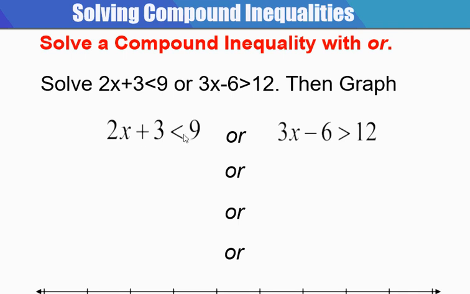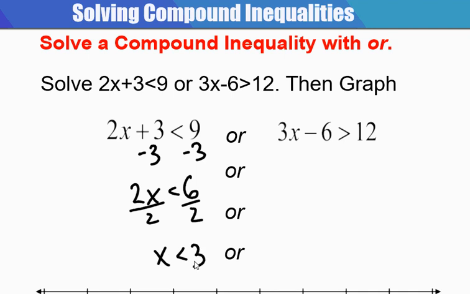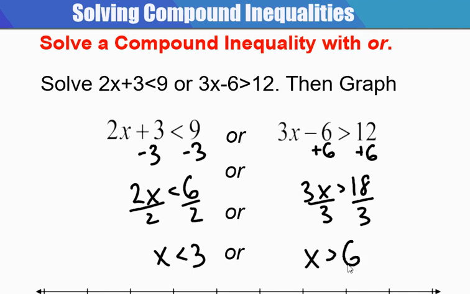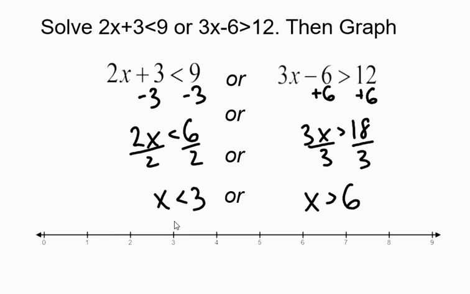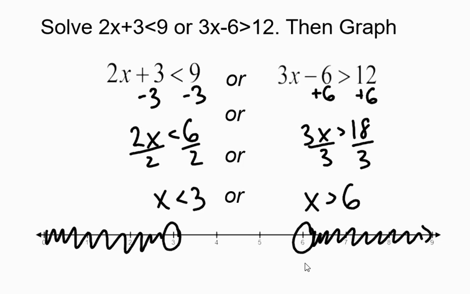So simplify, there's no distribution to be done. Now I need same side. I need to subtract my 3. I end up then with 2x is less than 6. Last step is divide by 2. And then I get x is less than 3. So there's half of it. I have x is less than 3, or over here I add 6 to each side. I end up with 3x is greater than 18, divide by 3. I end up with or x is bigger than 6. I need to pick a number that is less than 3 or bigger than 6 in order for it to satisfy one or the other of the statements. So less than 3 or bigger than 6. So this is the 6, this is the 3.